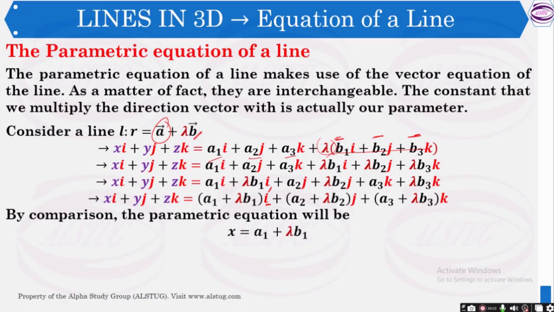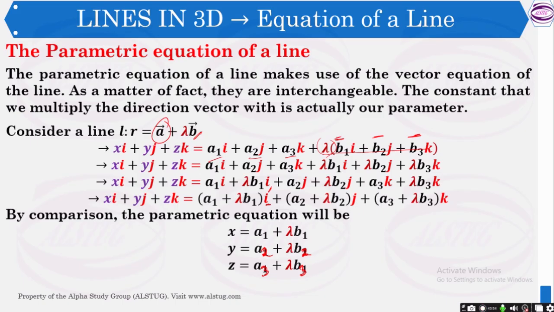Now by comparison, the parametric equation will be, we have x equals A1 plus lambda B1, y equals A1 plus lambda. Oh, there was a slight error here. So we are going to have x equals A1 plus lambda B1, y equals A2 plus lambda B2, and z equals A3 plus lambda B3. Now this is just one of the methods of writing these parametric equations.